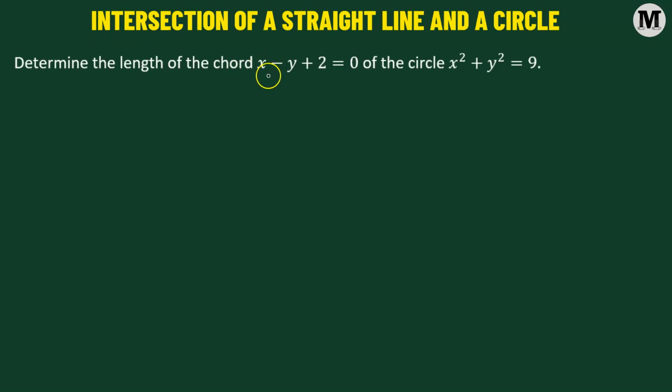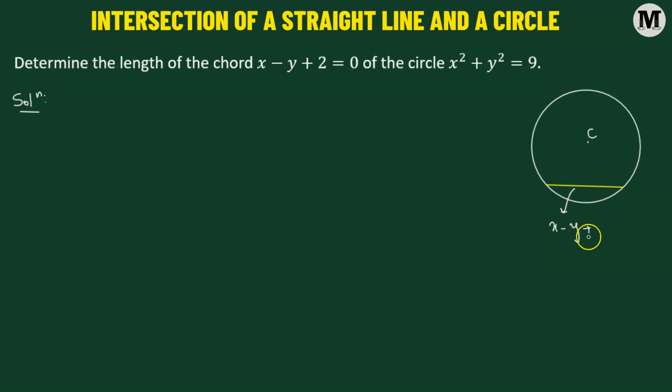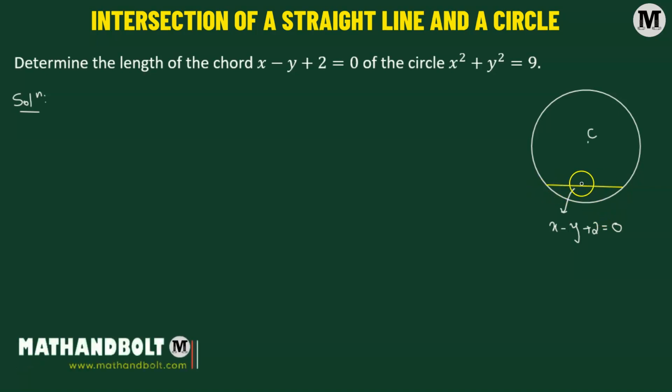Determine the length of the chord of the given circle. Let us begin. So here we have a circle with a center C, and its equation is given to us: x squared plus y squared equals 9. And we have a chord whose equation is also given to us. The equation of the chord is x minus y plus 2 equals 0. We are required here to obtain the length of this particular chord.